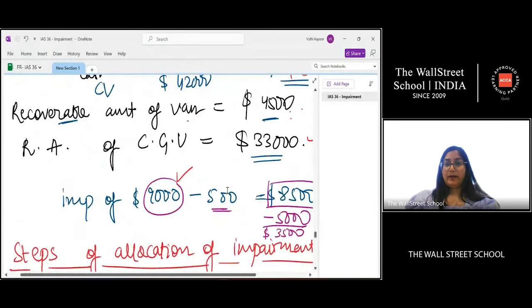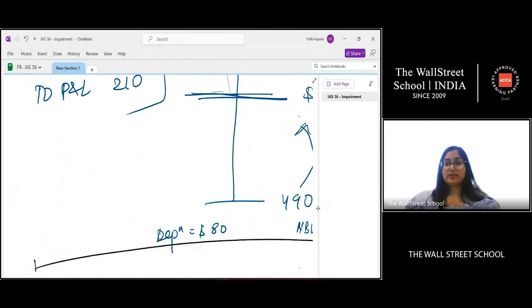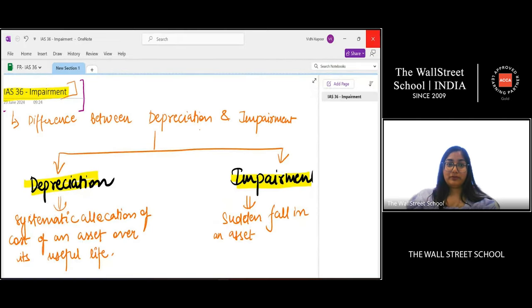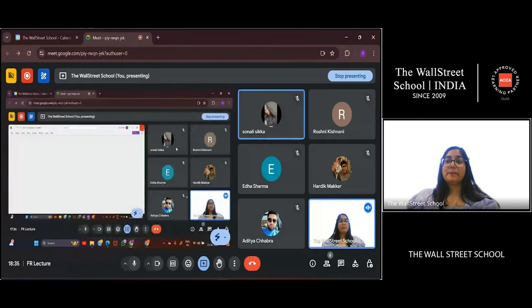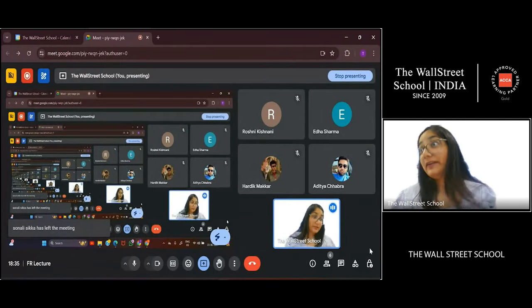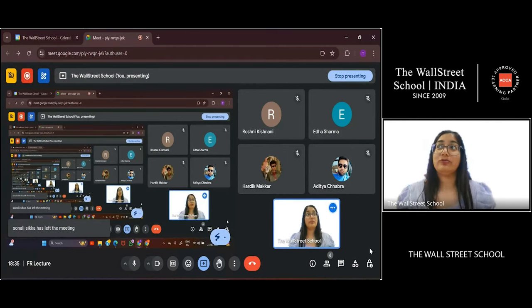Okay. I'll actually save these notes and share them with you because some of you have not written things down, but from the next class I'll not be saving the file. So you have to write.